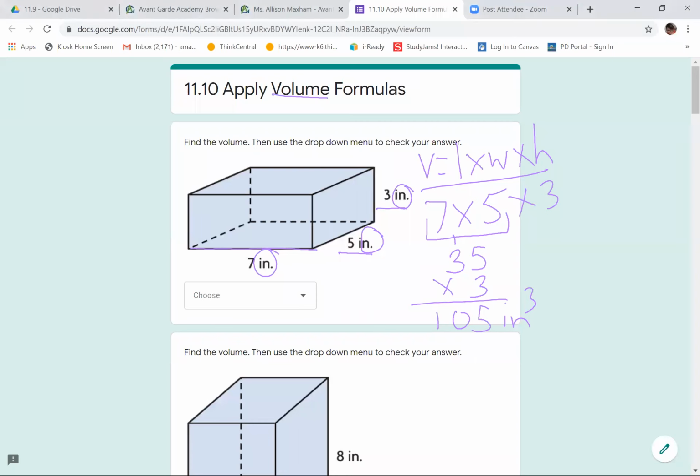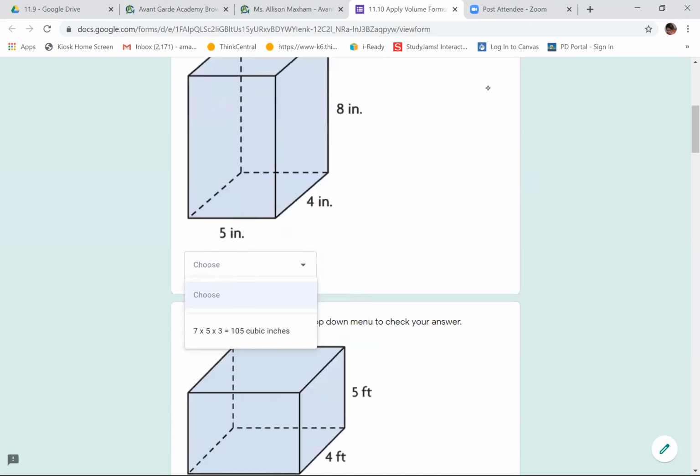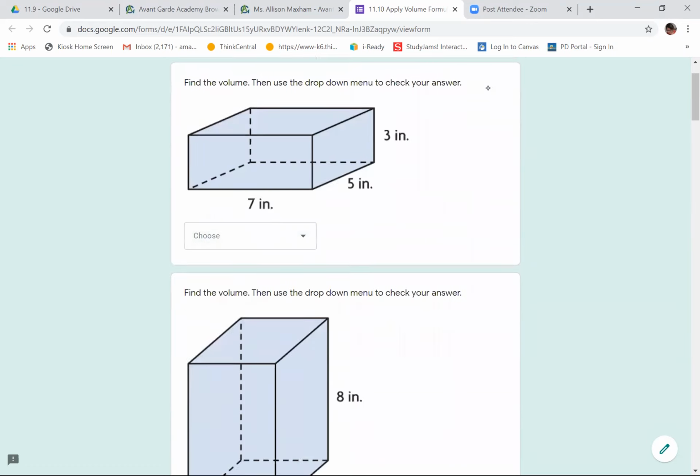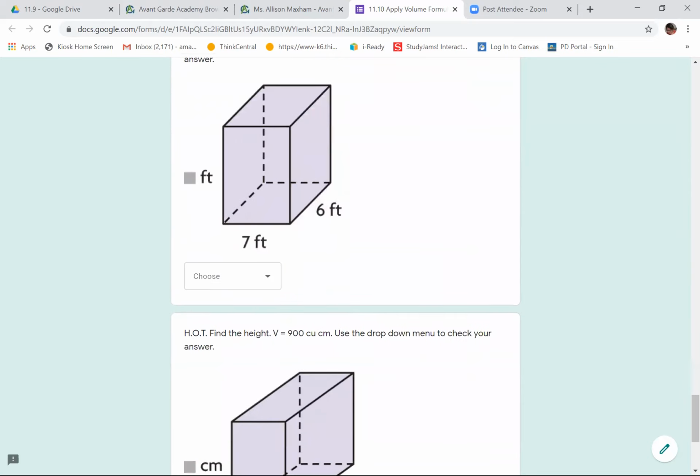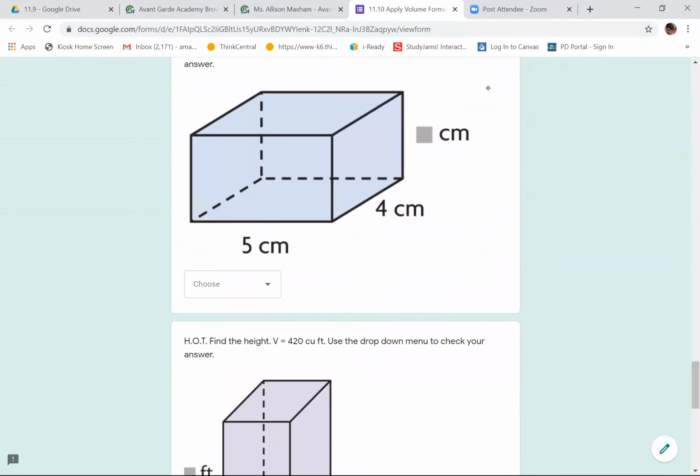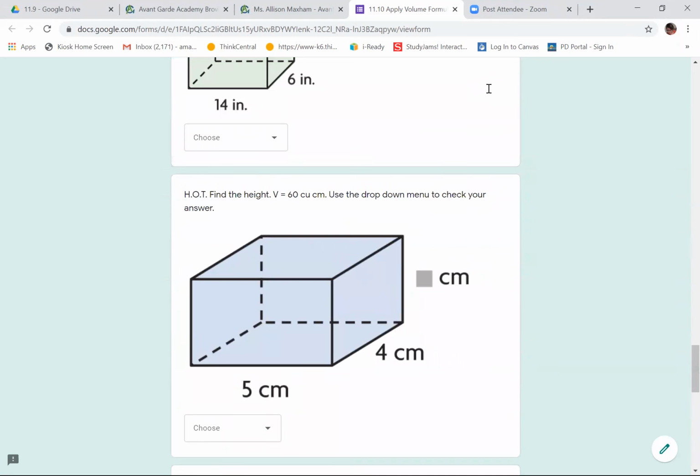Well, let's use our drop-down menu to check our answer. Did we get the right answer? Yes, 105 cubic inches. Awesome. Let's go down to the last one because I gave you a couple of those hot questions, those higher order thinking. You see where it says hot, higher order thinking? So these higher order thinking questions, these are the algebraic questions.